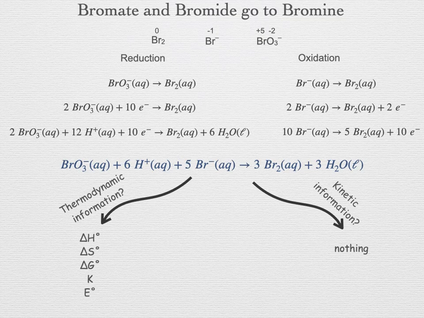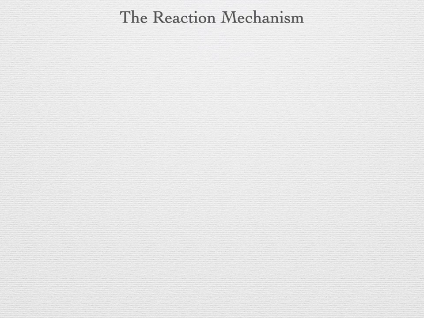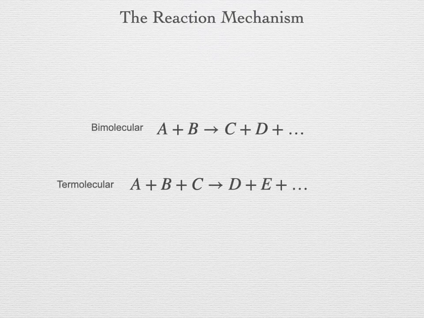The chance of such a collision between 12 molecular entities when they're all moving randomly and independently is vanishingly small. Now we can imagine a collision between 2 species. That should be easy to arrange. We would call it a bimolecular collision. Maybe even 3 at the same time. We would call it termolecular.